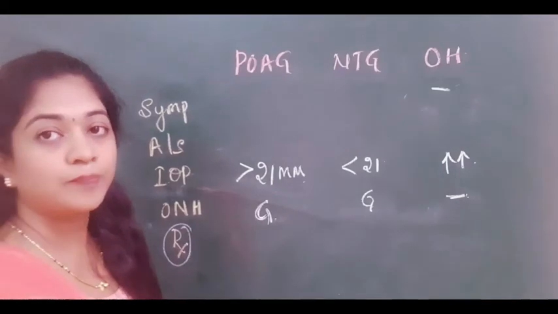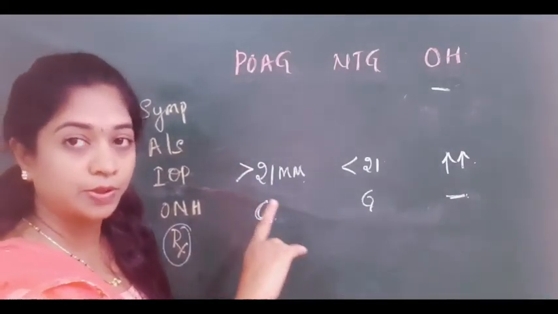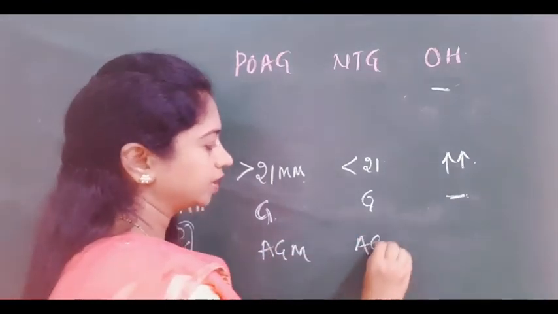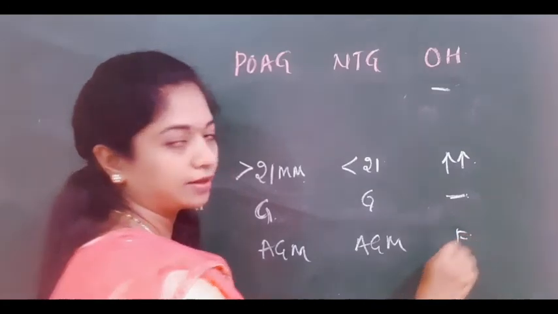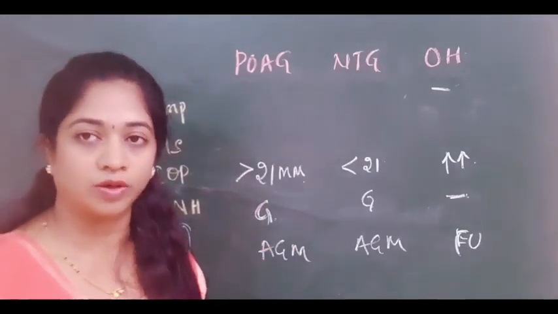Considering the treatment in detail, I will be explaining in my next video. So you should start these patients, that is POAG and NTG, on anti-glaucoma medications. Here, just follow up is enough. So this is about POAG, NTG and ocular hypertension.